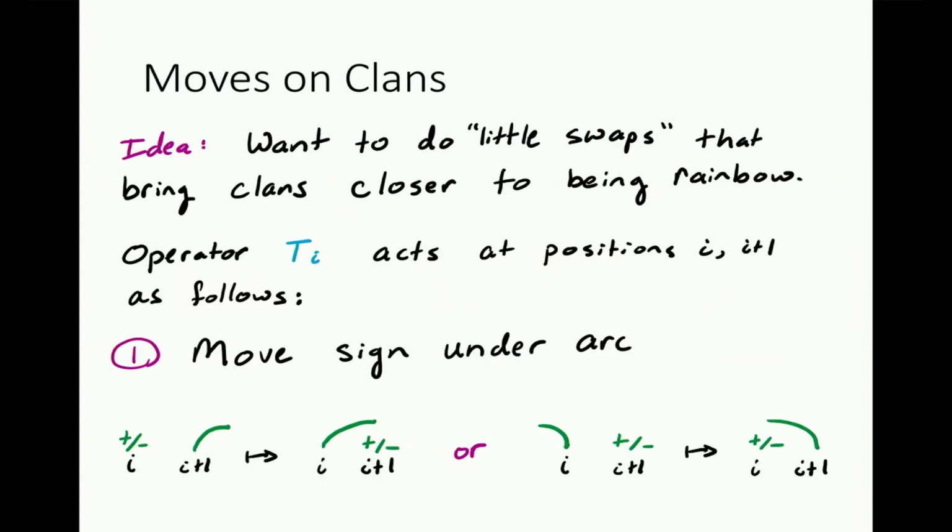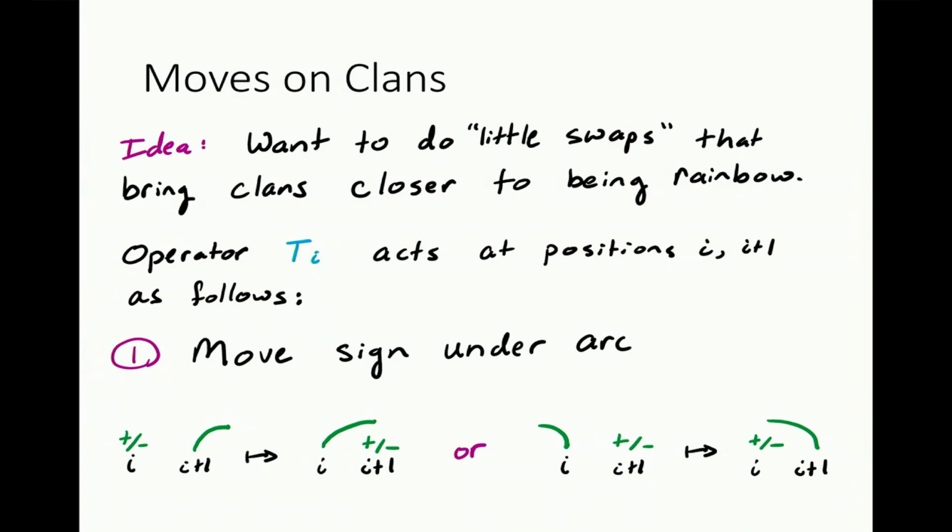So these moves on clans, there's a bunch of different types of moves, but they're all acting kind of locally at i and i plus 1. And the goal, again, is to bring us closer to being rainbow. The first type of move is that maybe we have a sign that's not under an arc. The sign needs to be under all of the arcs, otherwise we won't have this consecutive interval in the middle. So if a sign is sitting at position i, to the left, and then it has this starting arc at i plus 1, we can just swap so that it lands under the arc.